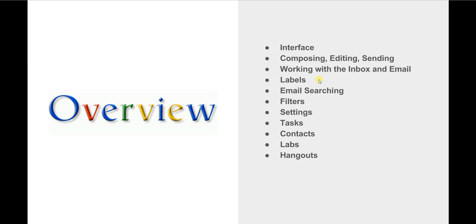Within this edition of the series, we'll discuss Gmail's interface, basic composing, editing, and sending of mail, working with the inbox and email, so the real nuts and bolts. Labels, which is a feature very similar to folders in other email services you may be familiar with. Searching our email, using filters to organize emails automatically, accessing Gmail settings and changing those to fit our needs, using tasks and contacts within Gmail, a really nifty feature of Gmail called Labs, and lastly, we'll discuss Hangouts a little bit since that integrates with Gmail so well.